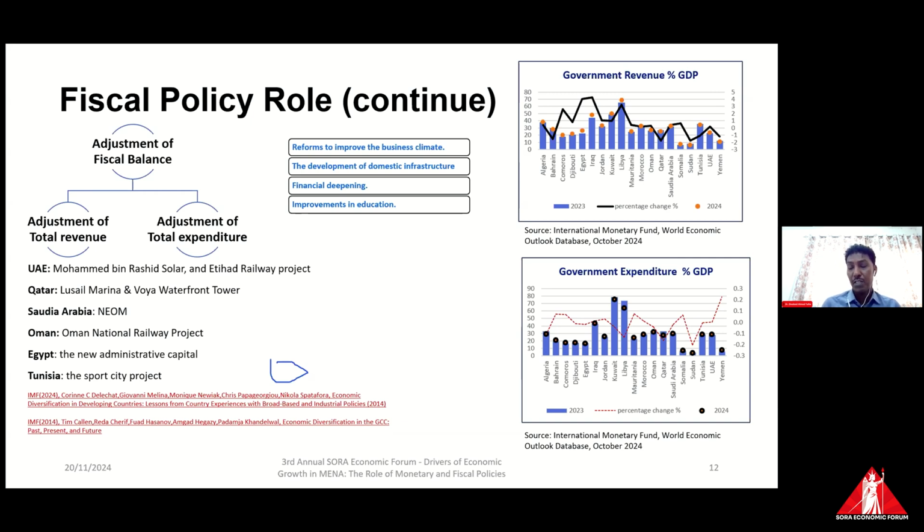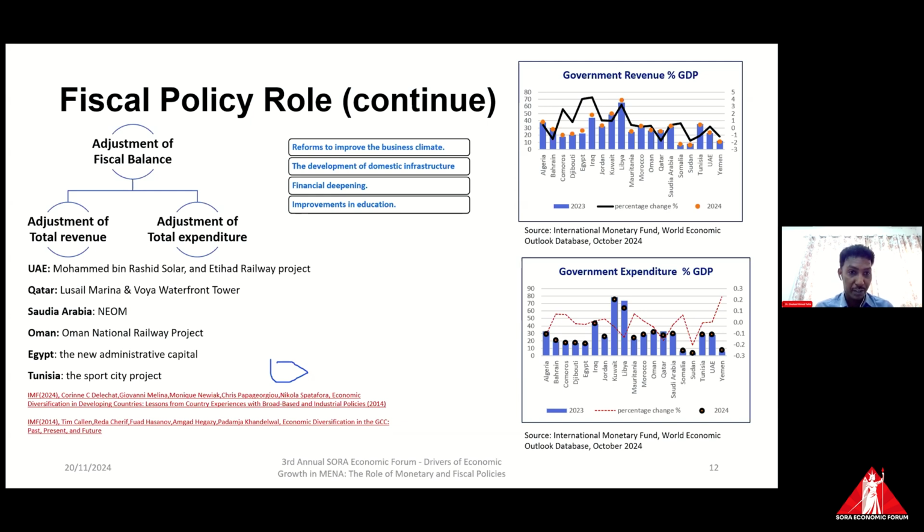Saudi Arabia is also spending around $500 billion on a new city, which is located on the west part of the kingdom. The Oman National Railway project is considered one of the very important projects that the government may spend money on. Egypt, Tunisia. Egypt has a new administrative capital, and Tunisia has the Sport City project. All these infrastructure projects are likely to contribute to the development and economic growth in the long run for these countries.